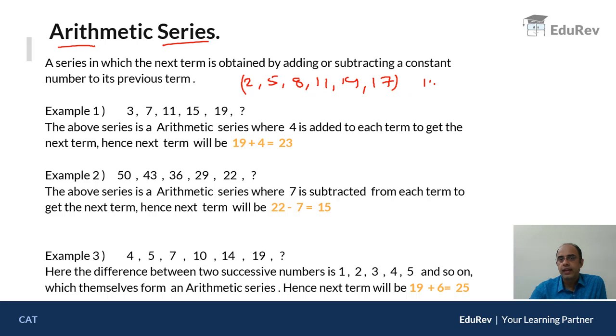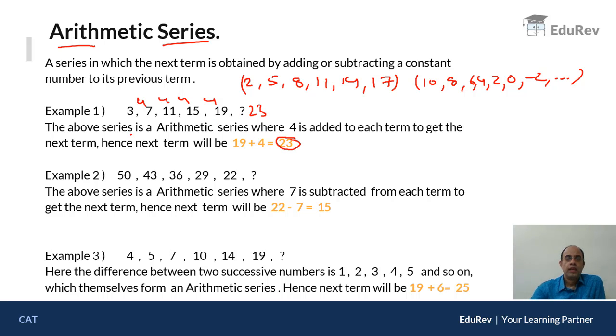We can start subtracting as well. Suppose I say 10. Now subtract 2. 8. Subtract 2. 6. 4. 2. 0. Minus 2. And so on and so forth. Therefore, either we can add a constant term or we can subtract a constant term. Such type of series is said to be an arithmetic series. Fine. Now let us solve a very simple example. 3, 7, 11, 15, 19. We see here the difference is 4. That means we have added 4 to every term to get the next term. So 19 plus 4 would give me 23. Hence, here the next term would be 23.